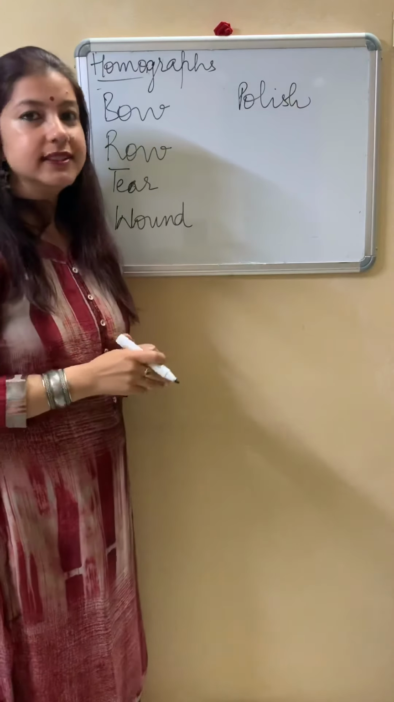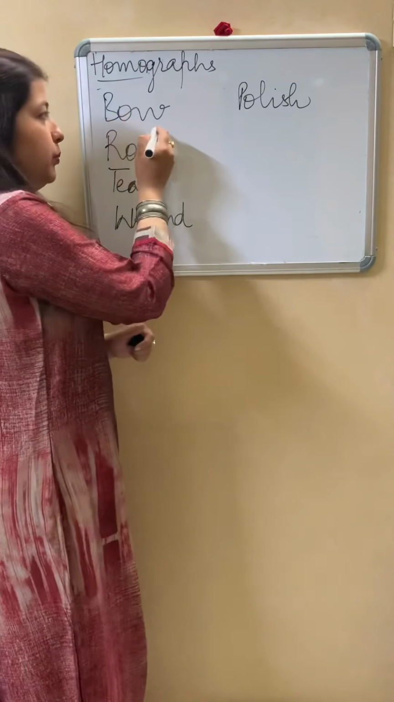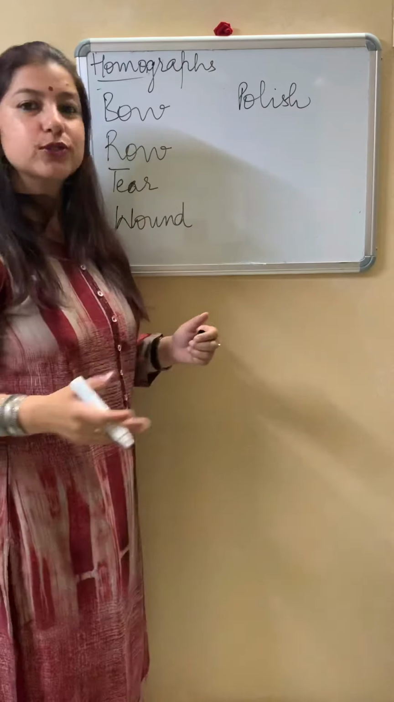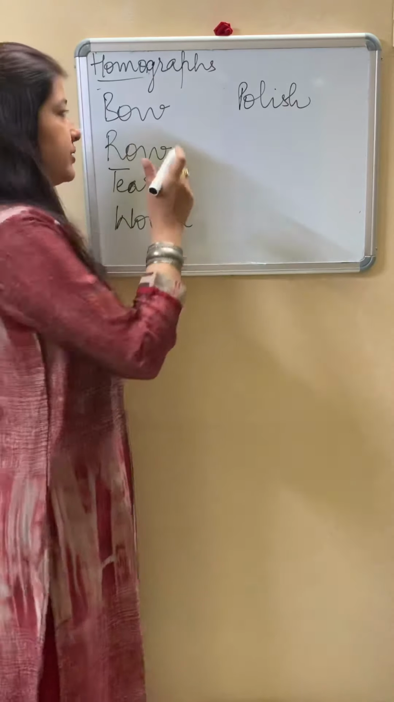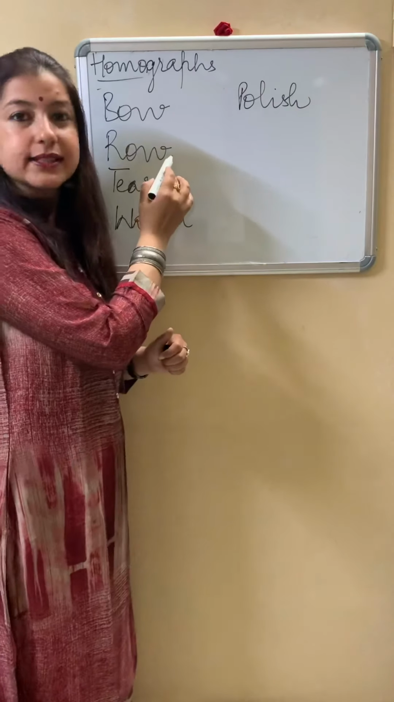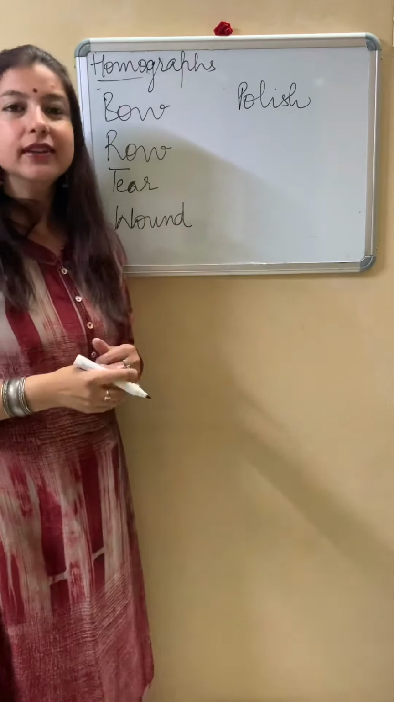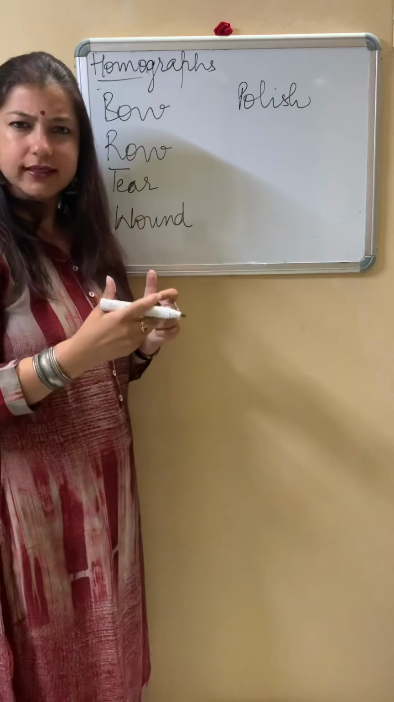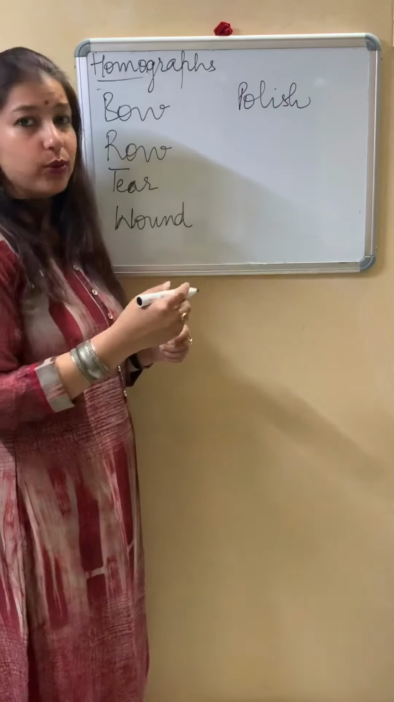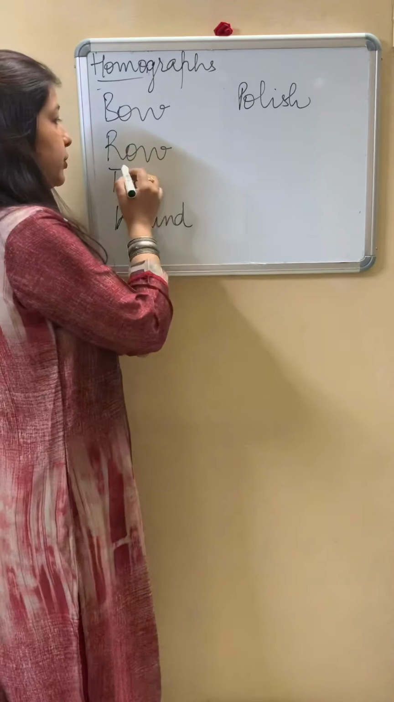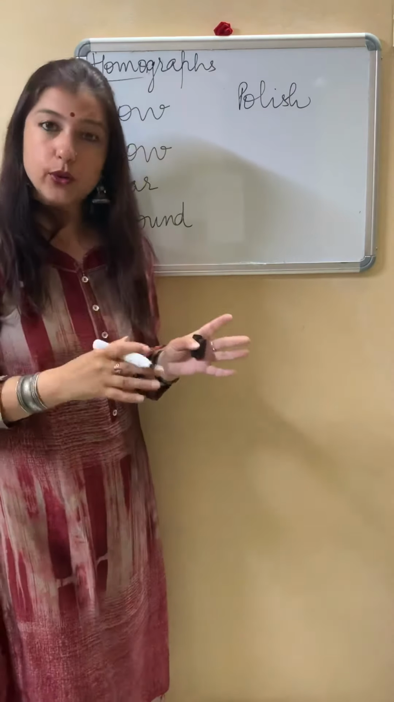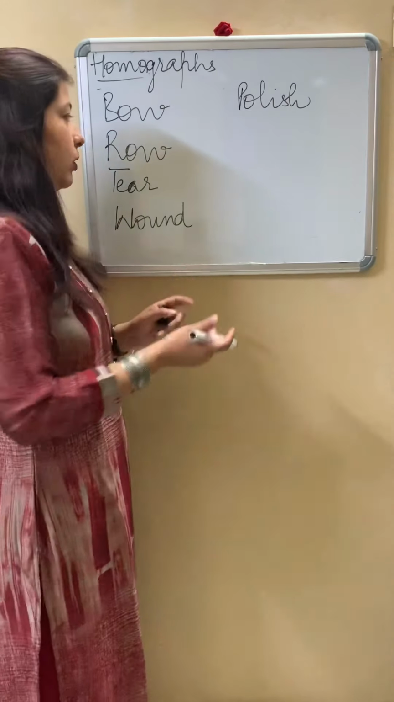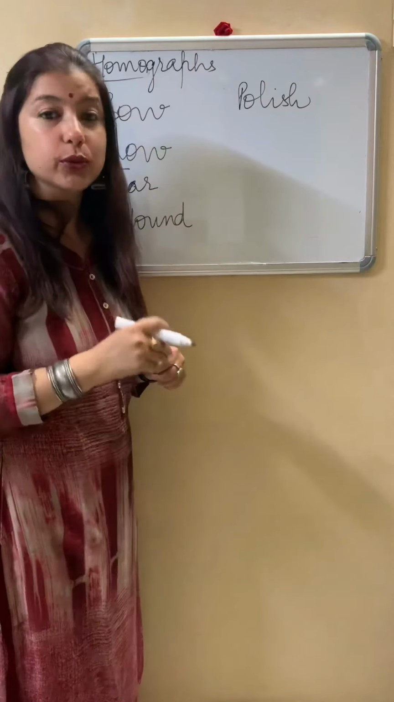Bow, bow and arrow, and bow, to bow to someone. So he bowed to his guru and picked up the bow. Row, a quarrel, a fight, and row, standing in a line. So the people were standing in a row, but later on there was a row over the new policy.